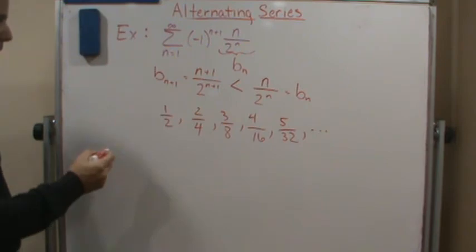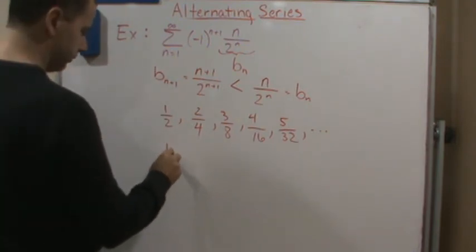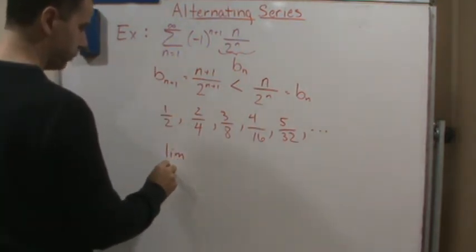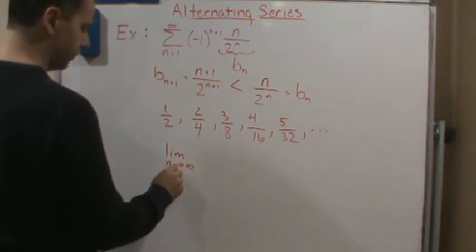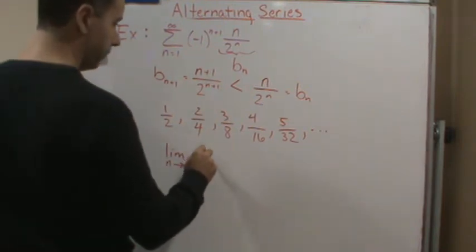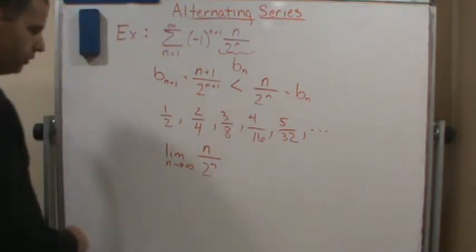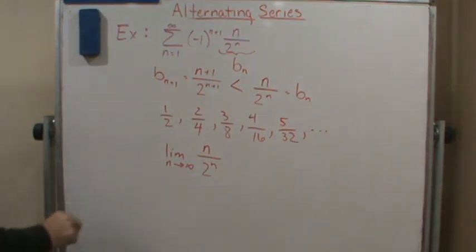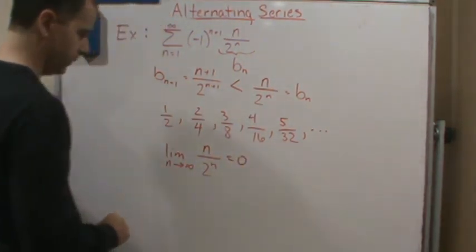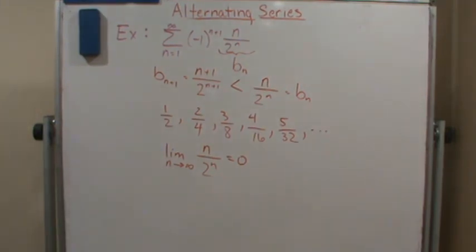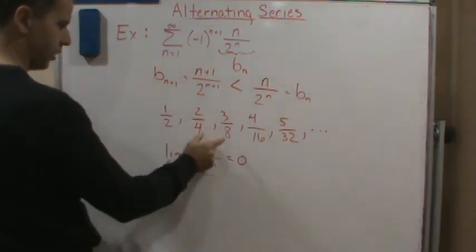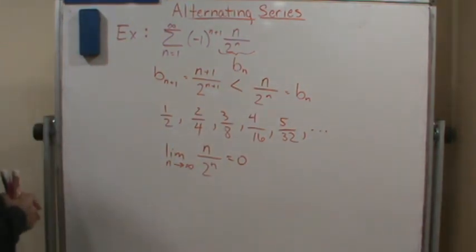Also, again, if we take the limit as n approaches infinity of n over 2 to the n, this is going to 0. And so since this is a decreasing function, or actually not a decreasing function, but the terms are decreasing as n goes to infinity, okay?